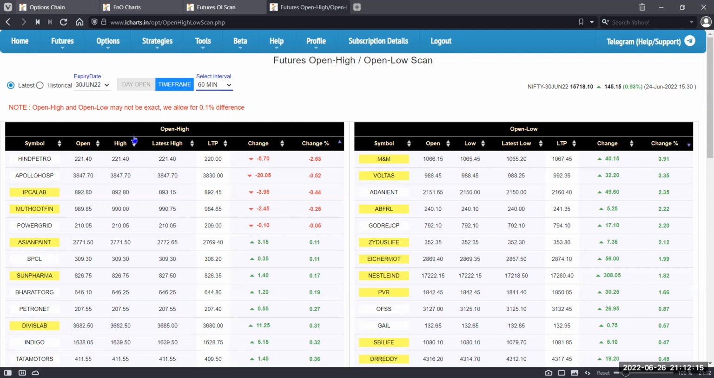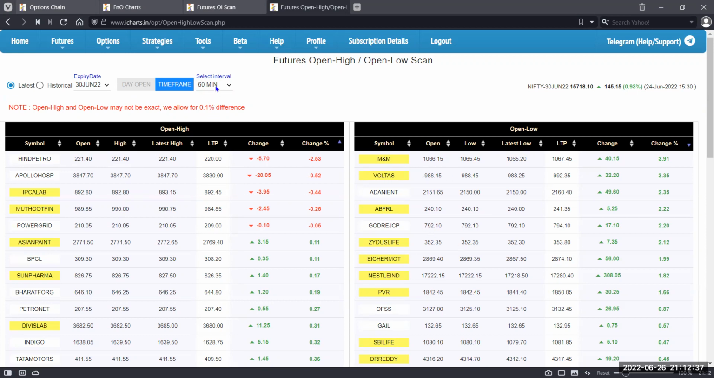Is this clear? First hour, first minute, it will check. So if you are looking at, say, 10:15, if you say 60 minutes, it will tell you from 10 o'clock to 10:01, that is the 10:01 bar, which were the scripts that were open high. At 10:01, these were the scripts.